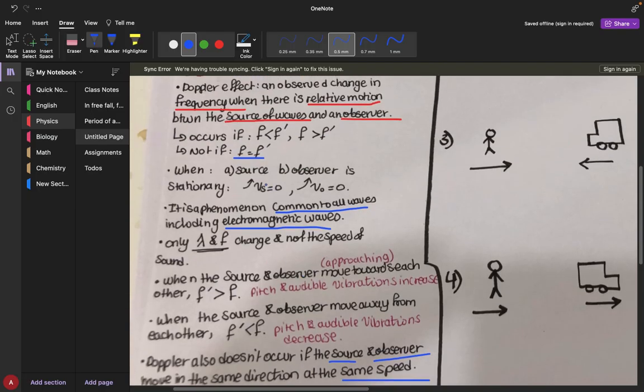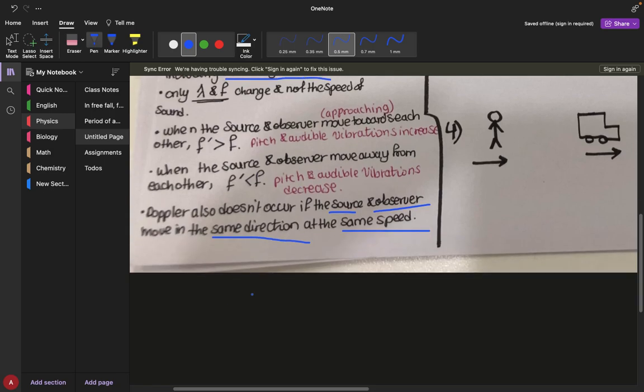When one of them is stationary, by the way, or when both of them are stationary, obviously the Doppler effect will not occur. It will not occur if both of them are stationary. Come on, common sense, I'm afraid. But it can occur if one of them is stationary but the other is not. But if both of them are stationary, nope. If both of them have the same speed and are moving in the same direction.